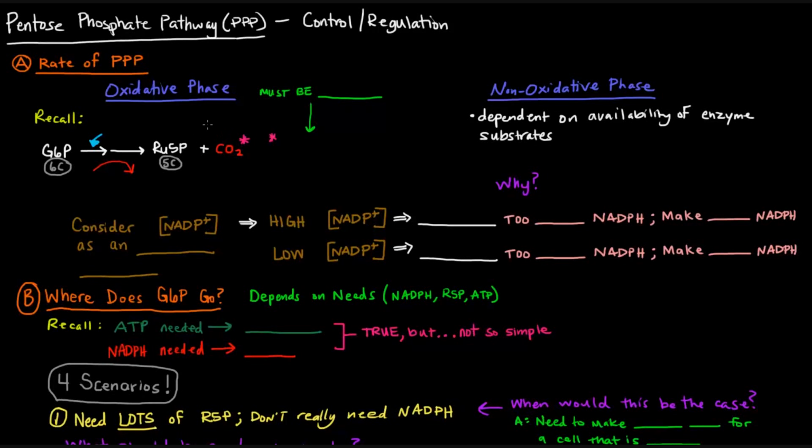In this video, I want to talk a little bit about the control and regulation of the pentose phosphate pathway. Two things primarily are the rate of the actual pathway and where does G6P actually go. Okay, so let's start with the rate.